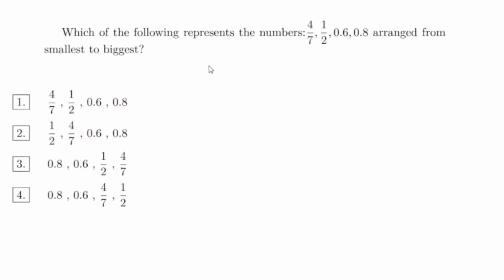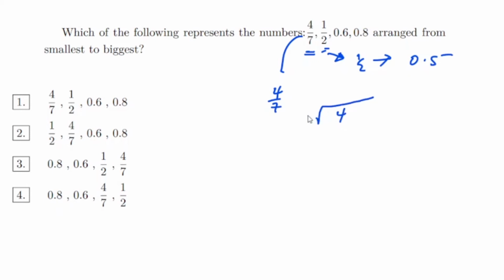So which of the following represents the numbers 4/7, 1/2, 0.6, and 0.8 arranged from smallest to biggest? Well, to compare these numbers, we have to first convert the fractions into decimals. And we already know, it's common knowledge, that 1/2 is just 0.5 as a decimal. So we truly just have to convert 4/7 into a decimal. And we do that by long division again.